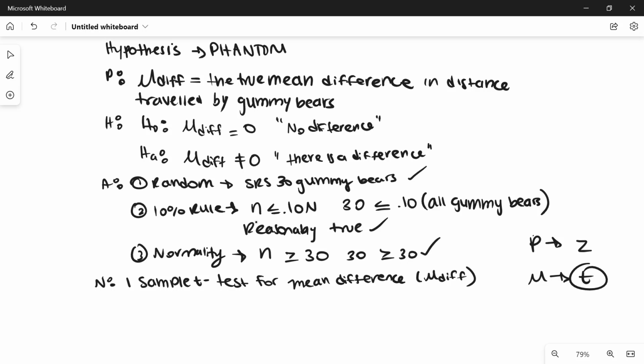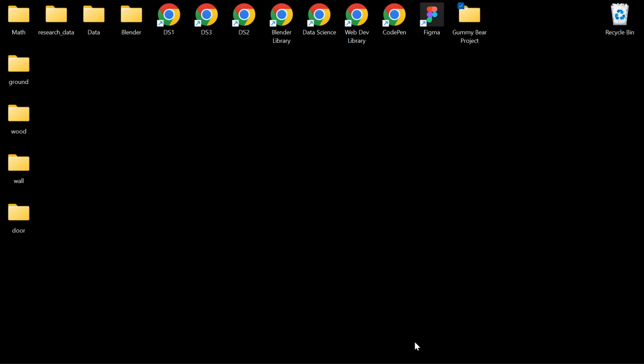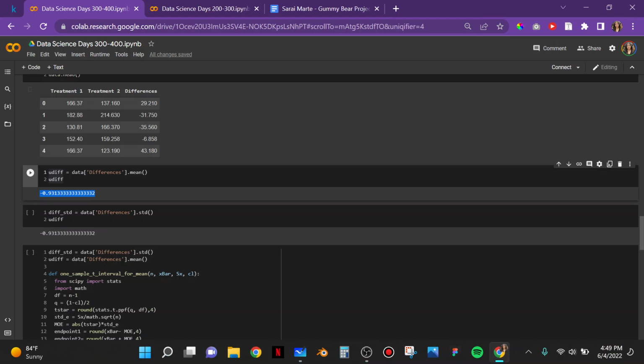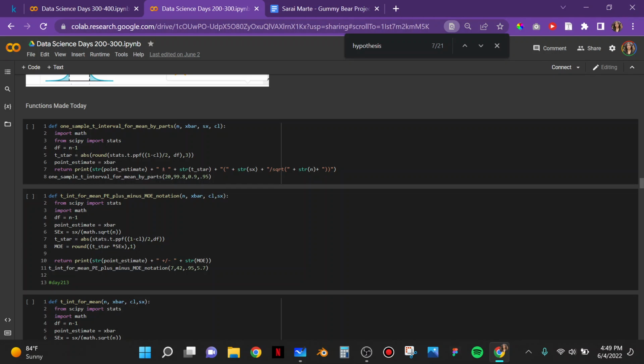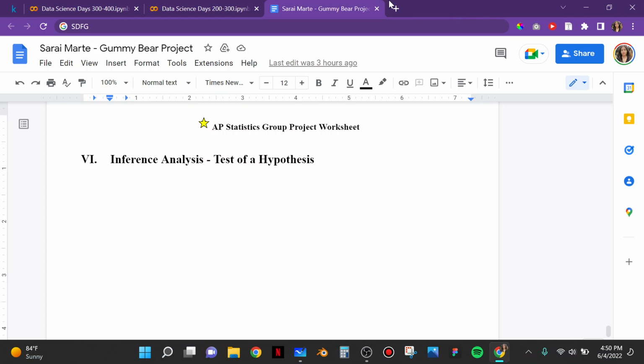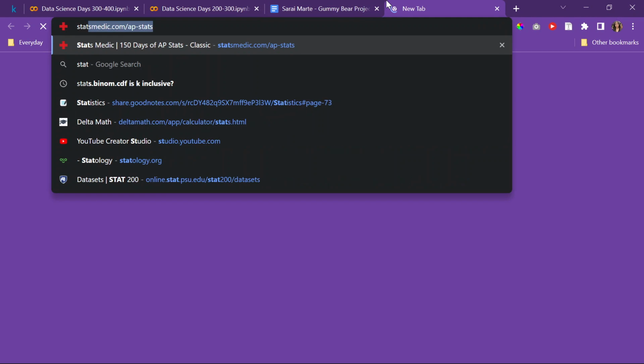The reason we use t is, let me see if I can remember, it has to do with standard deviation or something. The equation for z requires, I think, the population standard deviation, and we don't have that. I'm not sure. I have it in my notes. One second.